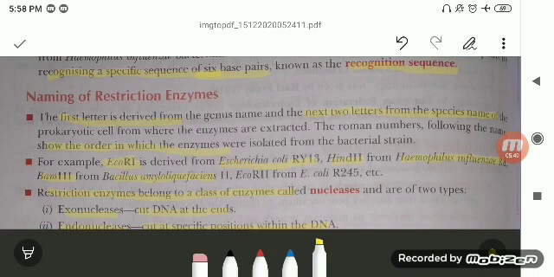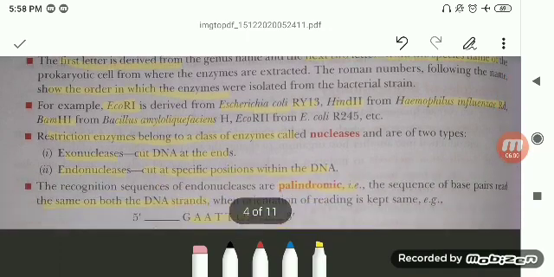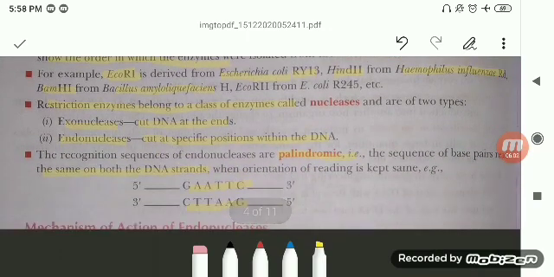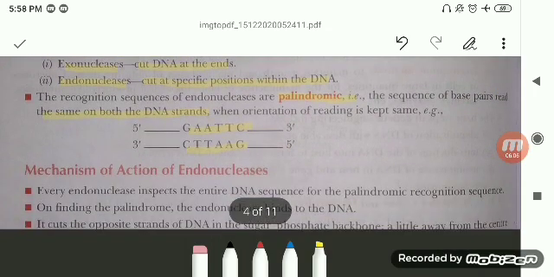The Roman number following the name shows the order in which the enzymes are isolated from the bacterial strain. By this we know about 900 restriction enzymes which we use for carrying out recombinant DNA technology and various experiments of biotechnology.